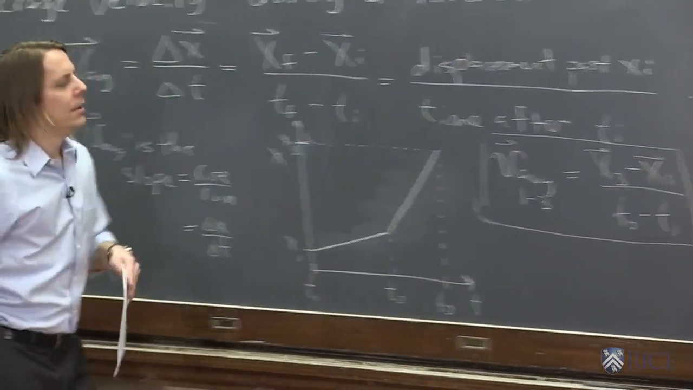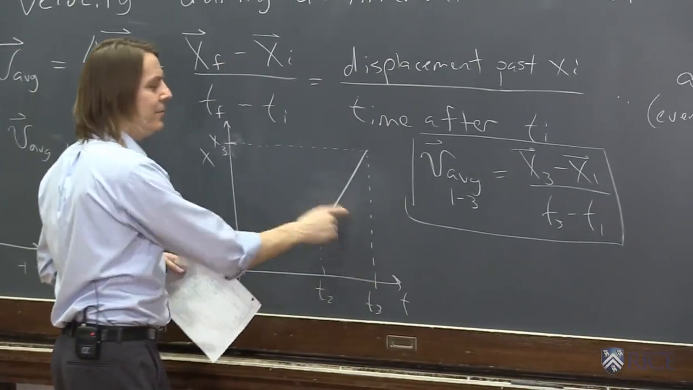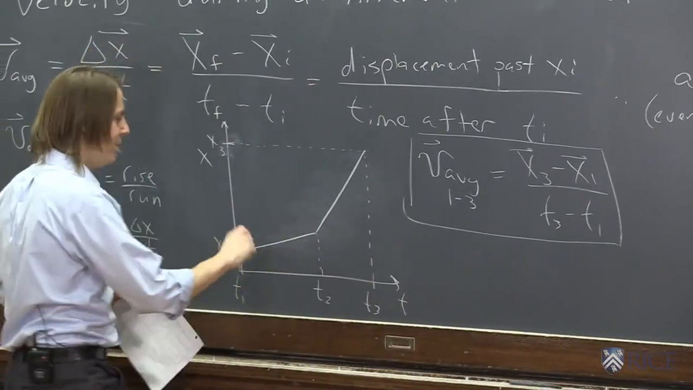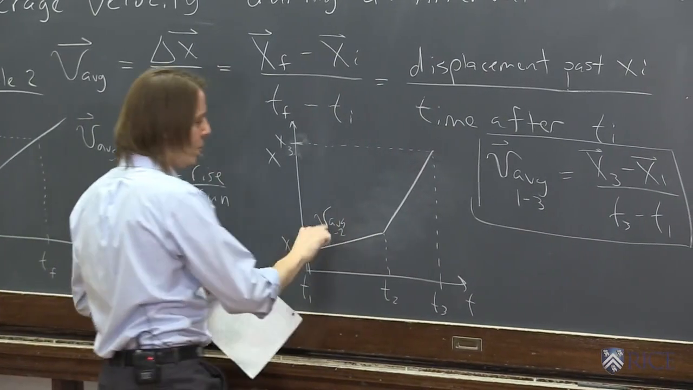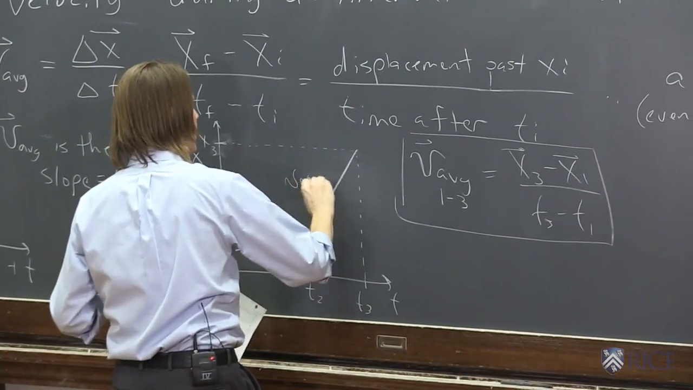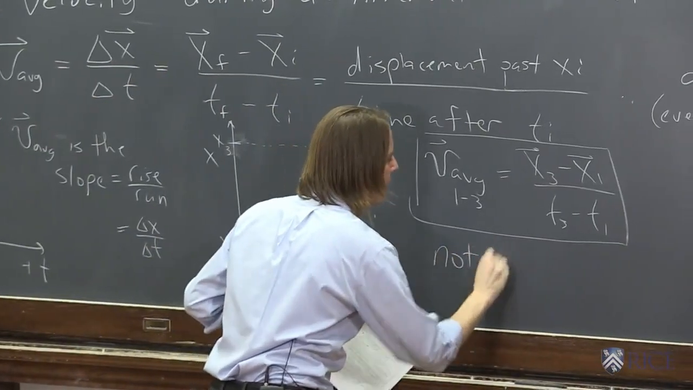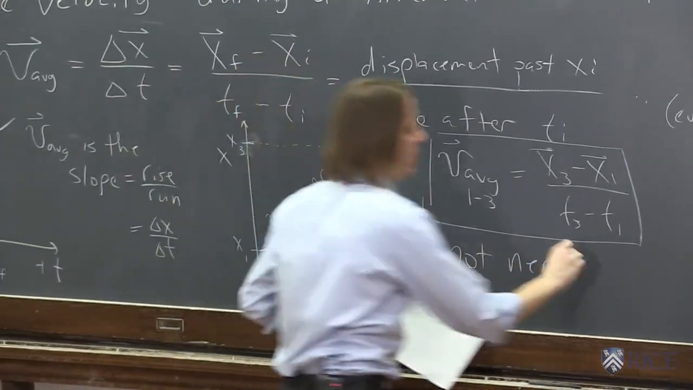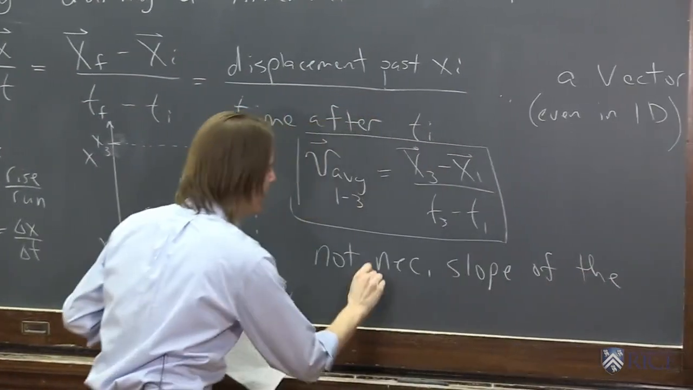But here's the other weird thing: the average velocity is not the average of these 2 velocities. We could call this V average 1, 2, which would be this slope, and we could call this V average 1, 3, that slope. But it's not necessarily the average of the 2 velocities in this example.